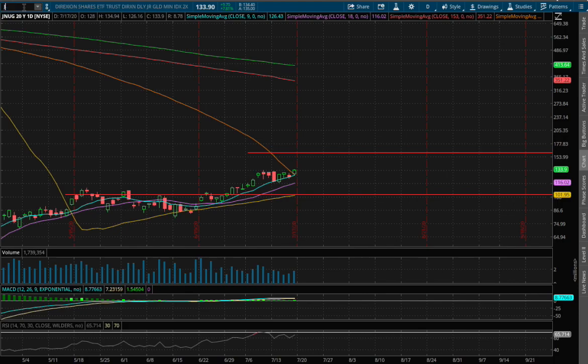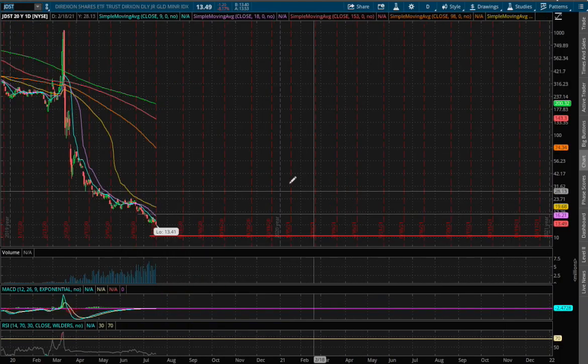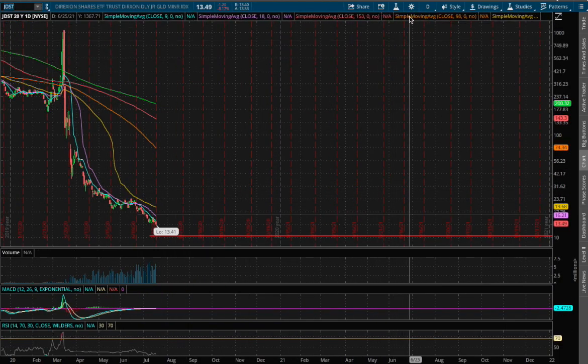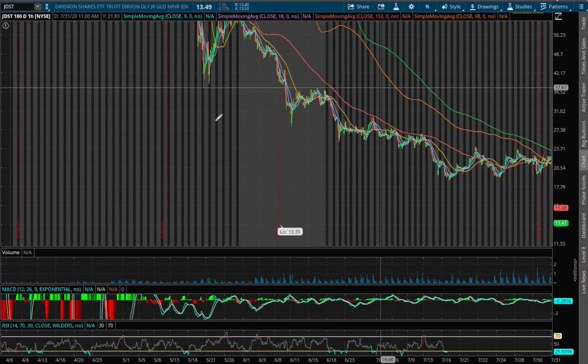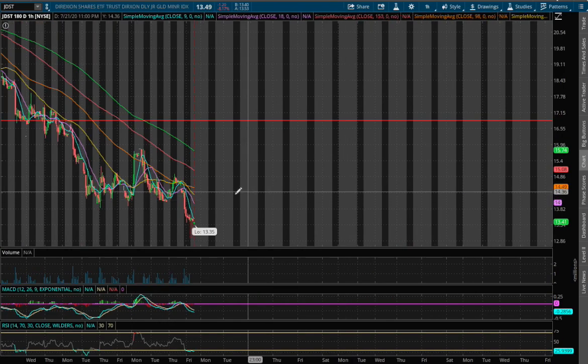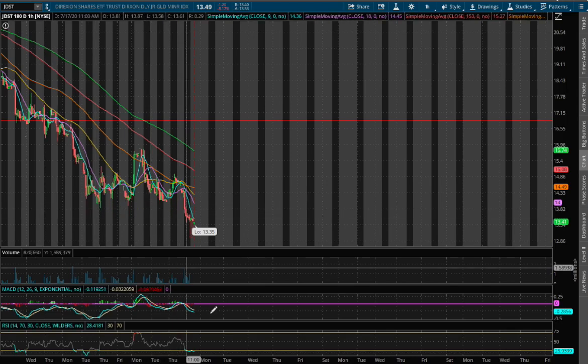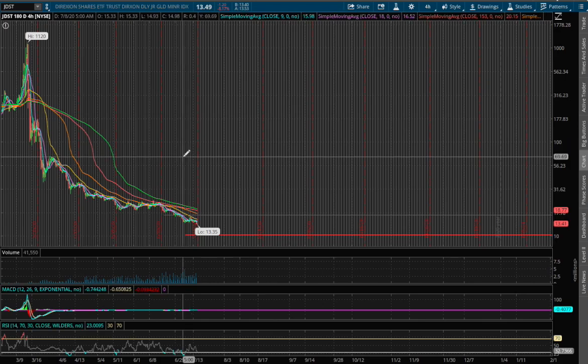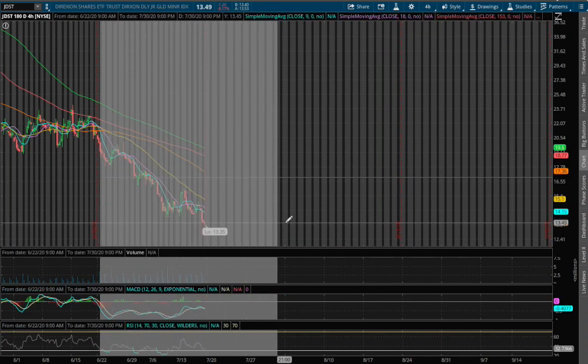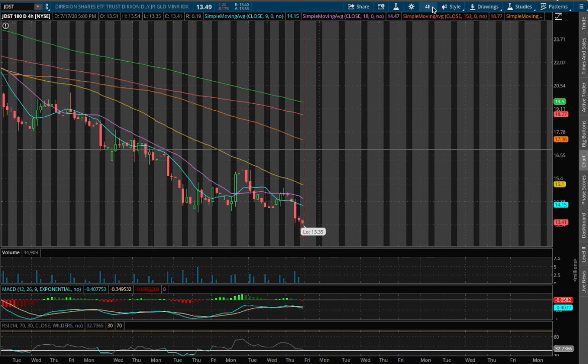So now let's examine JDST. What we have here is it closed down 8.2% on Friday. As for the 1-hour chart, we see the opposite of what we saw in JNUG. We are reaching oversold RSI. As for the 4-hour chart, what we have seen here is we continue to make lower lows.